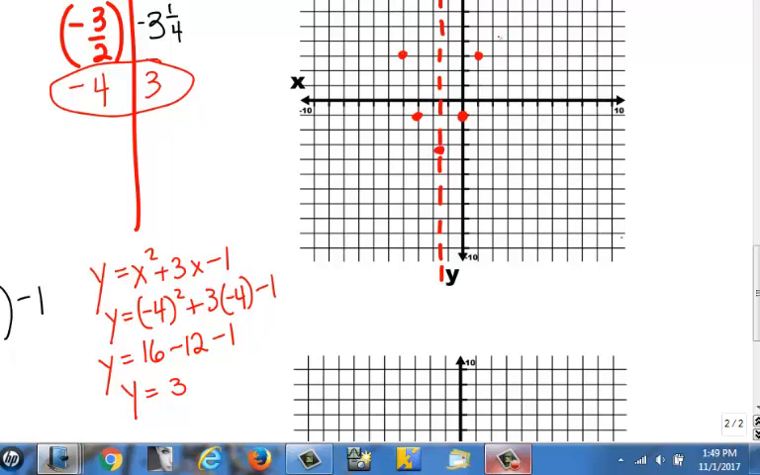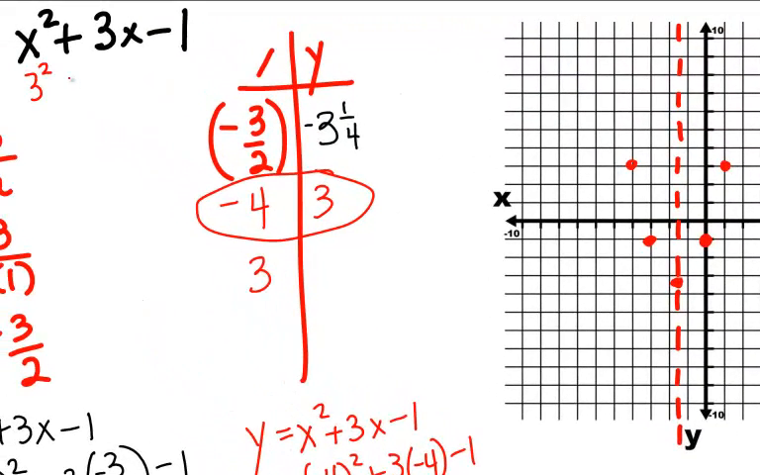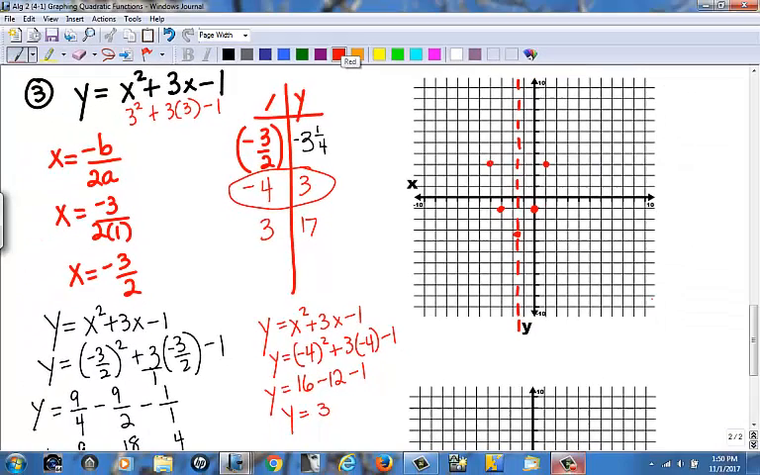Okay, let's try positive 3. 3 squared would be 9 plus 3 times 3, 9. 9 plus 9, 18 minus 1. Whoa, 17. 3 and 17, we're off our graph. So we're as close as we're going to get. Just connect these. We would be off the graph if we go much more than that.